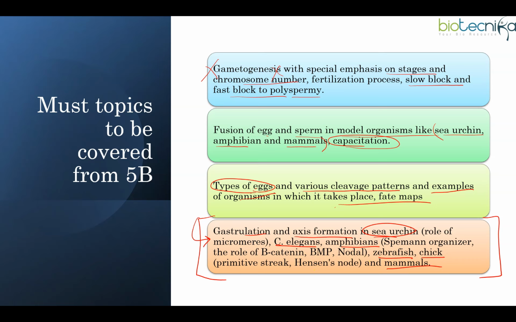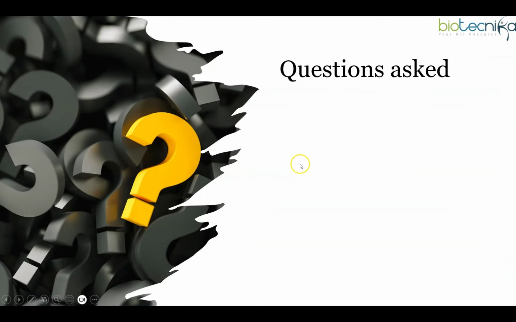In amphibians, it is very important. Topics like Spemann organizer, role of beta-catenin, BMP, nodal, and in chick you have primitive streak, Hensen's node. These are very interesting and very important topics. In sea urchin you have to know the role of micromeres. So what are the questions asked from here?